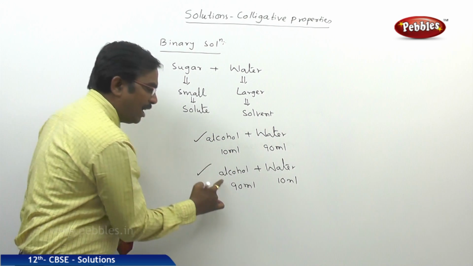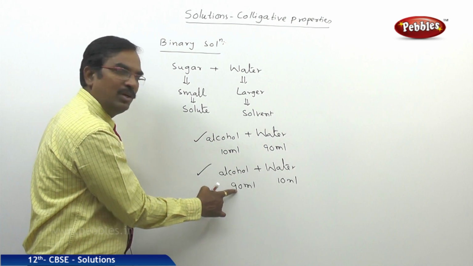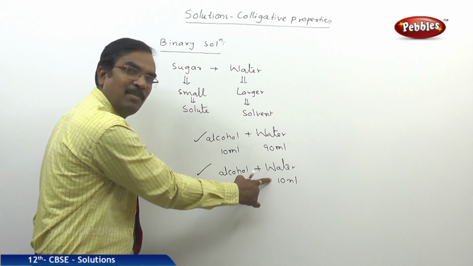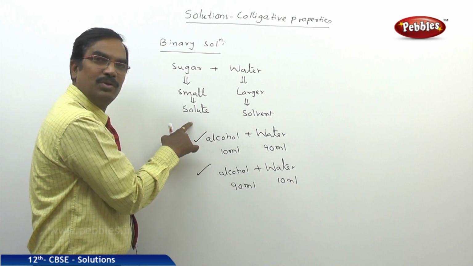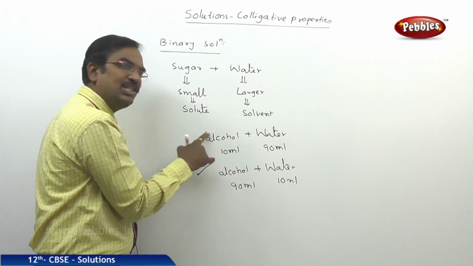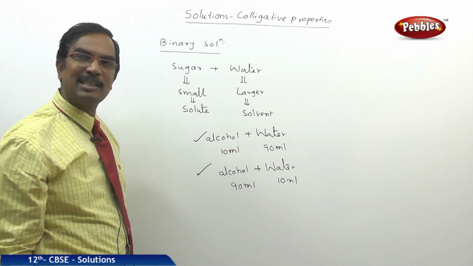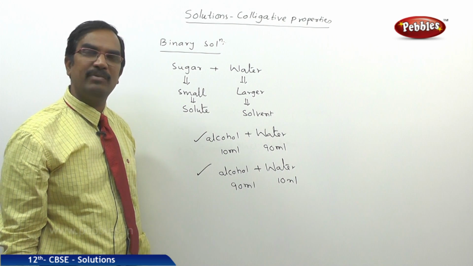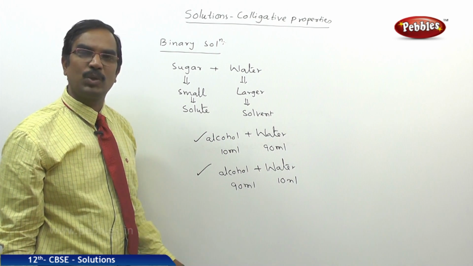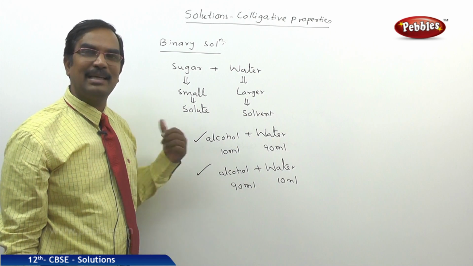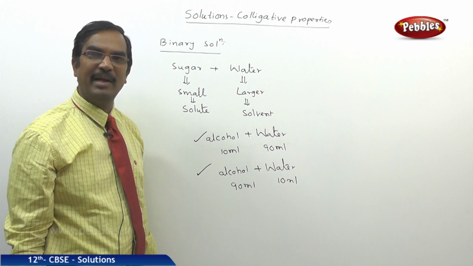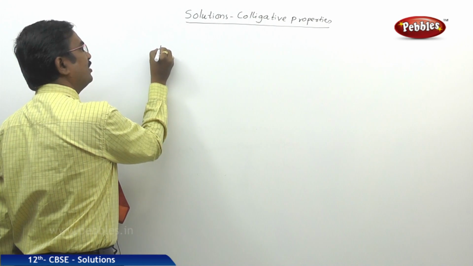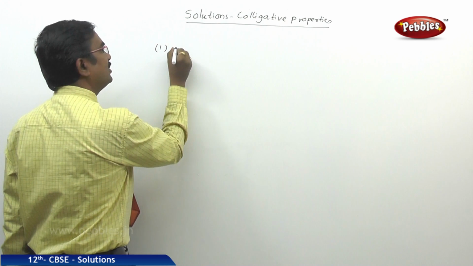In the second case, alcohol is present in larger proportion, so alcohol must be a solvent, and water is present in smaller proportion, so water is a solute. So likewise, based on the proportion of the corresponding components, we can decide which is solute and which is solvent in the resultant solution, in this particular case a binary solution. Binary solution. Okay.